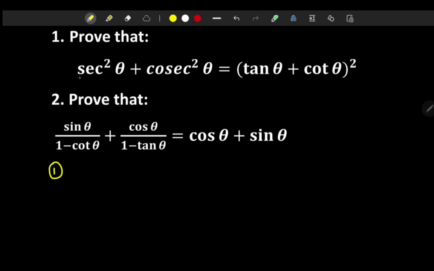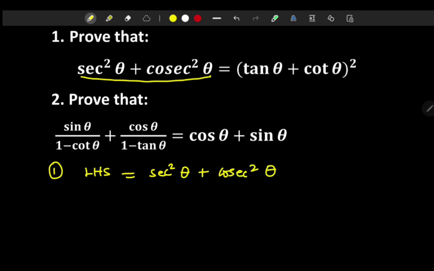You have to prove that what is on the left hand side, which is sec squared theta plus cosec squared theta, is equal to (tan theta plus cot theta) all squared. Alright, I'm going to start with the left hand side. Now the left hand side is sec squared theta plus cosec squared theta.